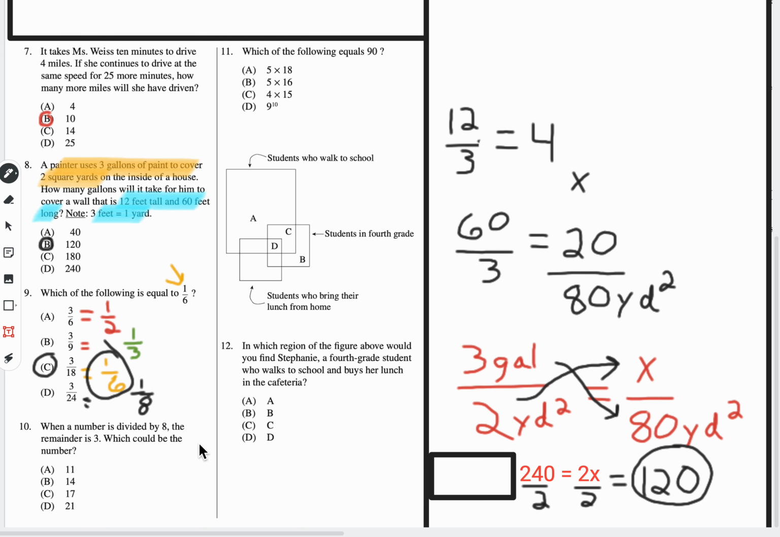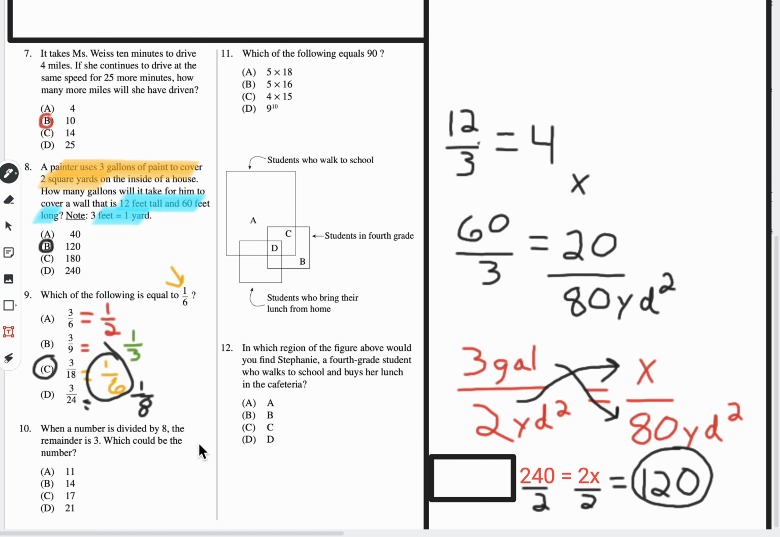Now let's take a look at number 10. When a number is divided by 8, the remainder is 3. Which could be the number? Here we'll plug in the answer, or use PETA.